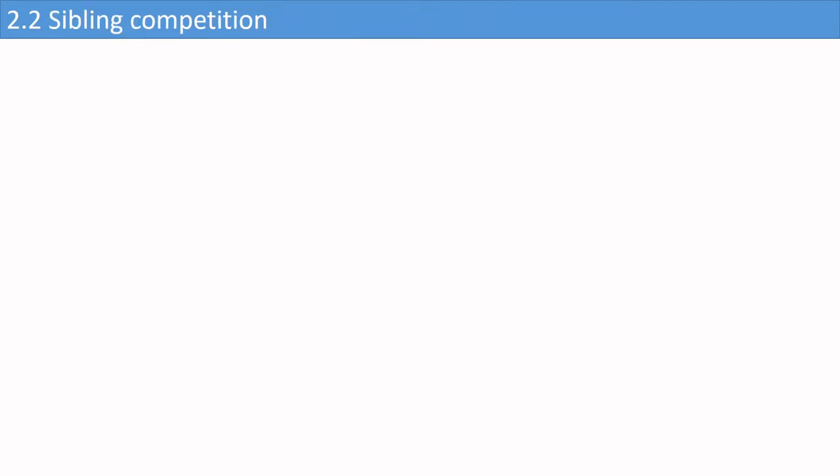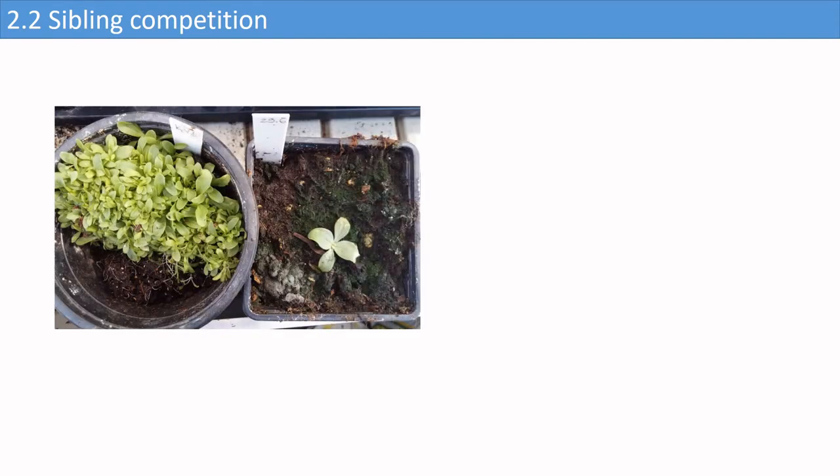This should have also been a little bit before, but sibling competition is a type of intraspecific competition, so within species, between siblings, between, well, brothers and sisters that we might call them. This is the example that I have already shown you beforehand. Here we have a typical sibling competition between individuals that were produced from the same mother plant, and all of the seeds are brothers, or at least half brothers and sisters.